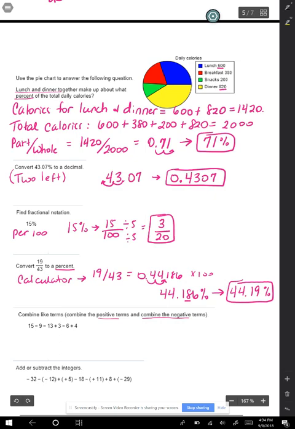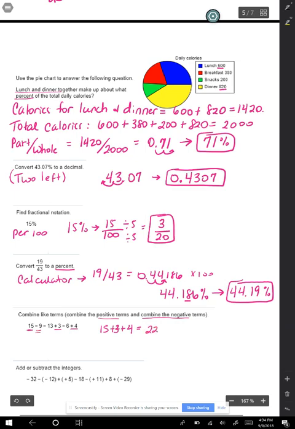I'm just going to underline here. So the positives would be 15. If there's no sign on it, it's understood to be positive. 3 is a positive and 4 is a positive. So the positive terms would be 15 plus 3 plus 4, and you're just going to add those up and get 22.